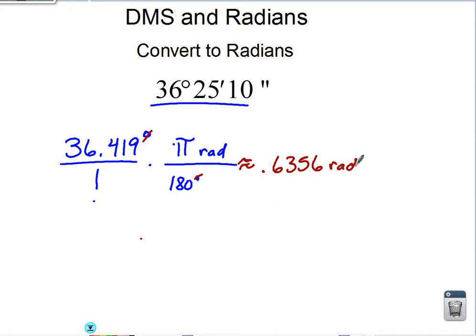About 0.6356 radians. Reminder, 3.14159, pi radians, that's 180 degrees. Half a pi, that's 90 degrees, that's about 1.57. So the relationship here, you take 1.57 and take about a third of it, because 36 degrees would be about a third of that 90. So it should be actually a little bit more than a third, and you do see that, that's fairly accurate.